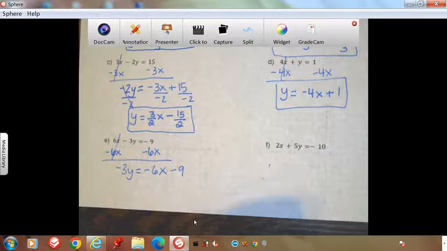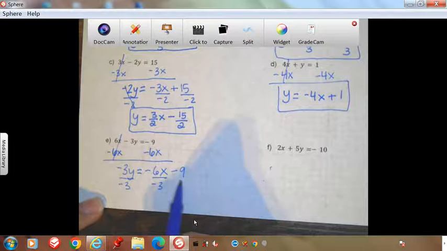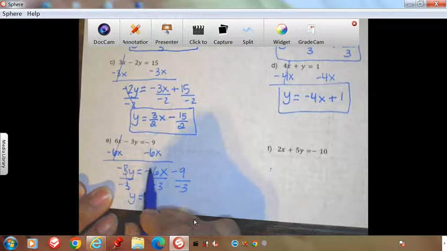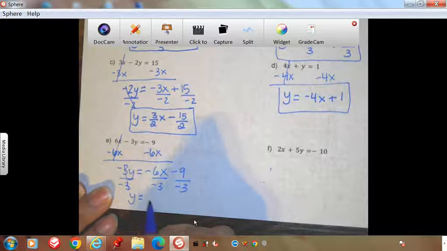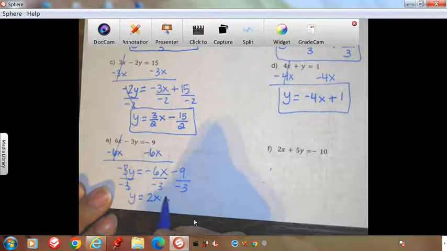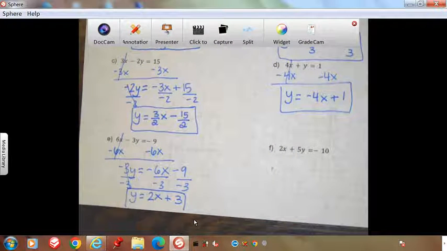And now we're dividing everything by negative 3. So the numbers cancel. We just have y equals negative 6 divided by negative 3 is 2x, and then negative 9 divided by negative 3 is plus 3. This one was a little bit nicer in terms of the numbers. No decimals, not even any negatives because all of them turn positive. That's the final answer.